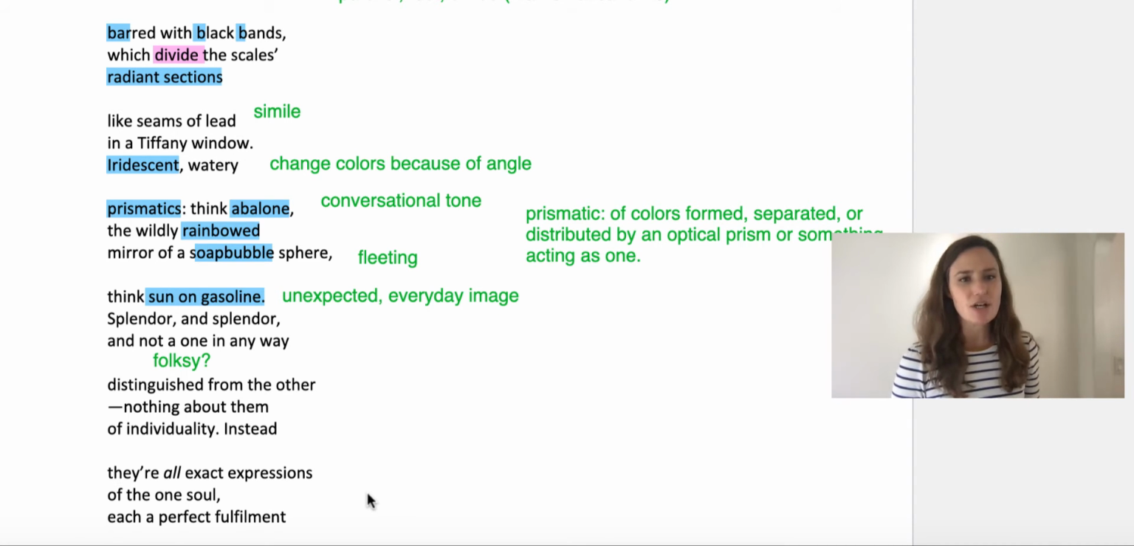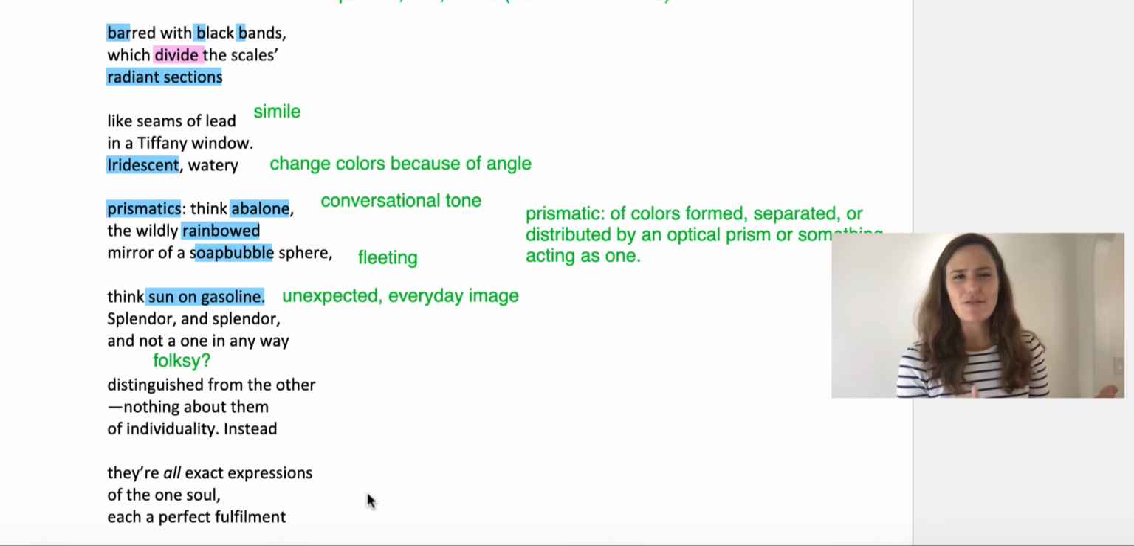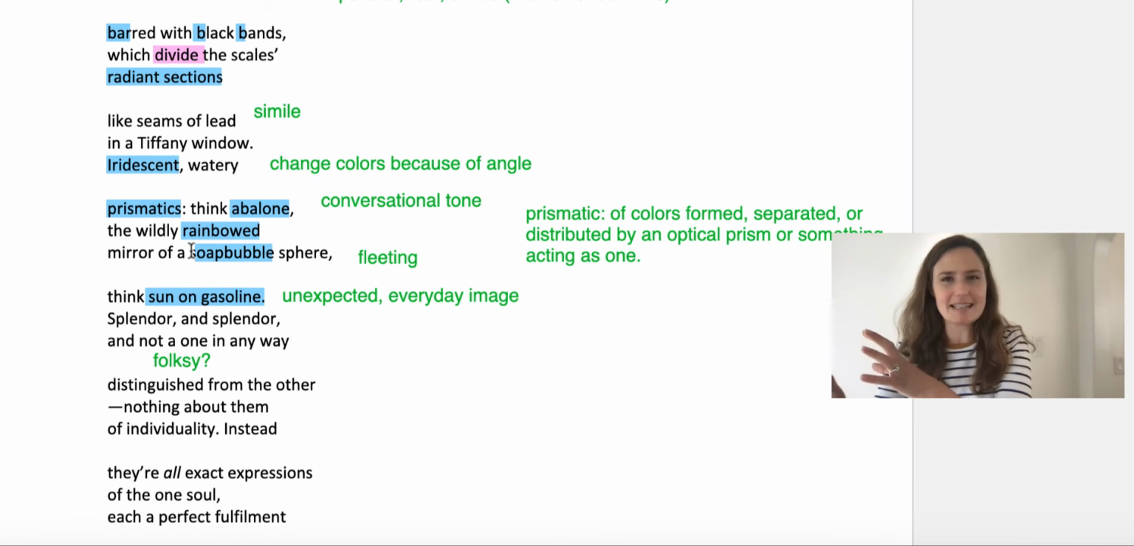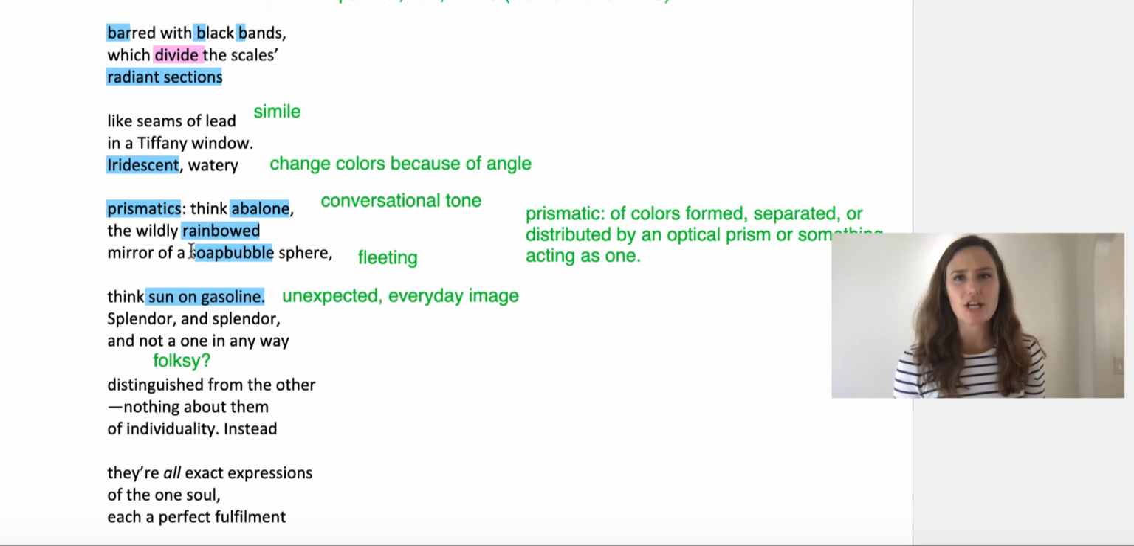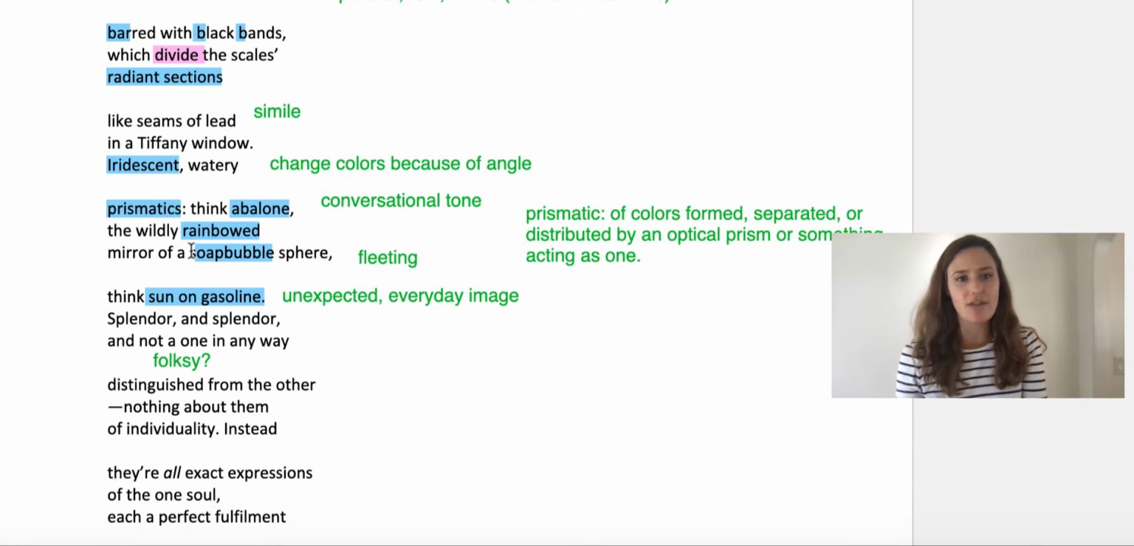Splendor and splendor, and not a one in any way distinguished from the other. Somehow not a one seems very folksy to me, very conversational. And I think also the fact that the speaker is trying to tell us how to picture this, he's sort of teaching us how to interpret his poem as he describes the image. He says, okay, think abalone, think sun on gasoline. It makes it very conversational, as if he's working with us so that we can understand the image and then understand the metaphor. But even if we don't understand the metaphor, I think the images are beautiful enough that they can stand by themselves.